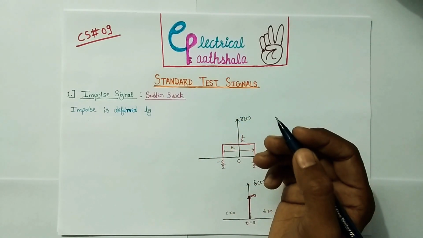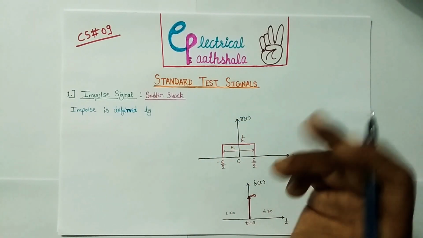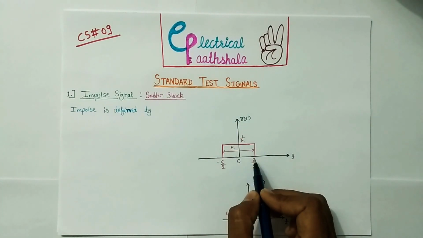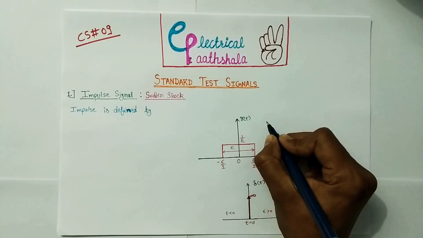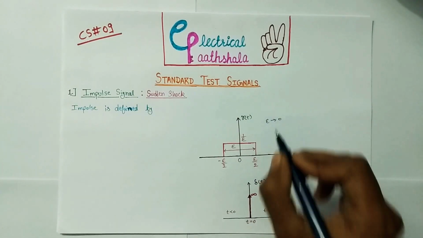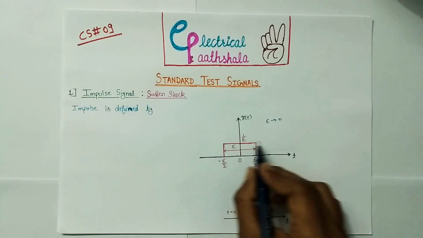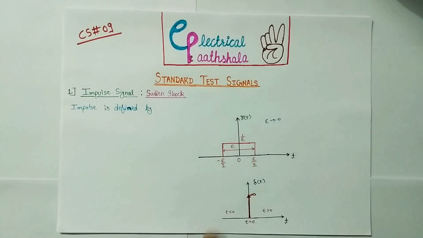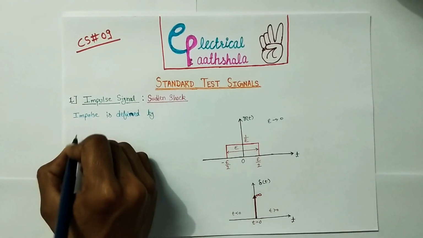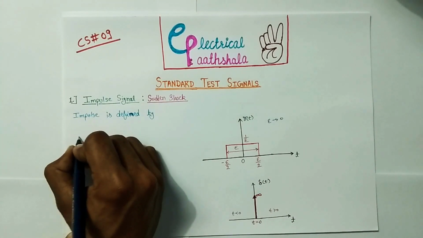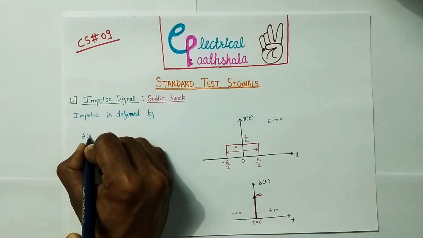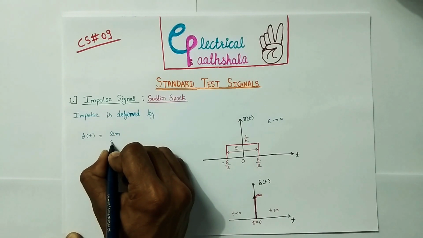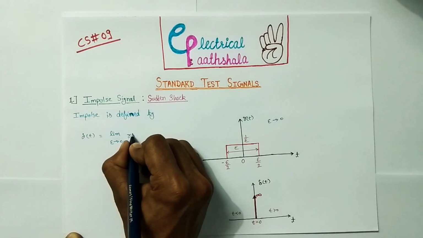So impulse is shown by short duration pulse. So you can see here in this diagram that this is an impulse signal, and here epsilon tends to 0. So this signal is a short duration pulse, and this represents our impulse signal. So impulse signal is defined by delta t is equals to limit epsilon tends to 0 RT.